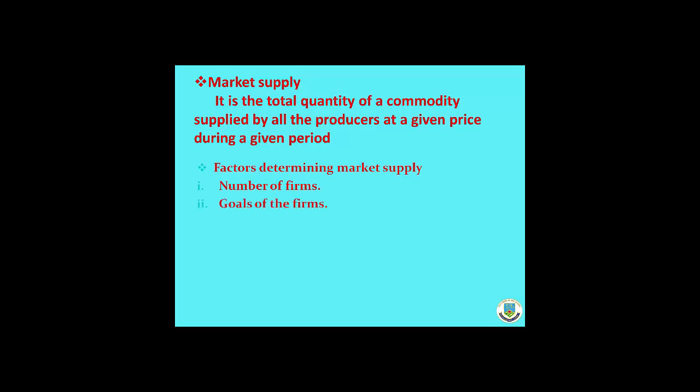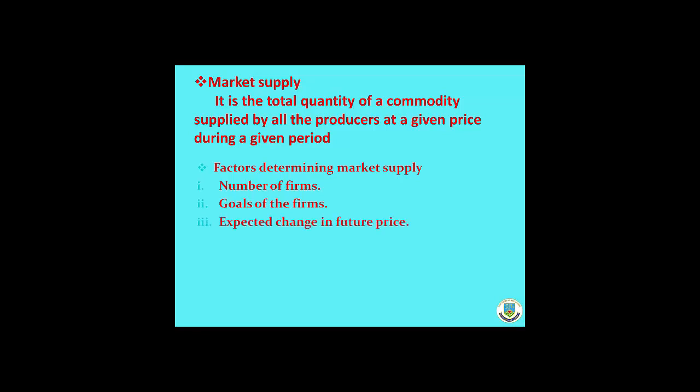Point number 2, goals of the firm. In market supply, the goal of the firm is to earn profit maximization, which influences the market supply. For a producer, the main objective is profit maximization, which influences market supply.